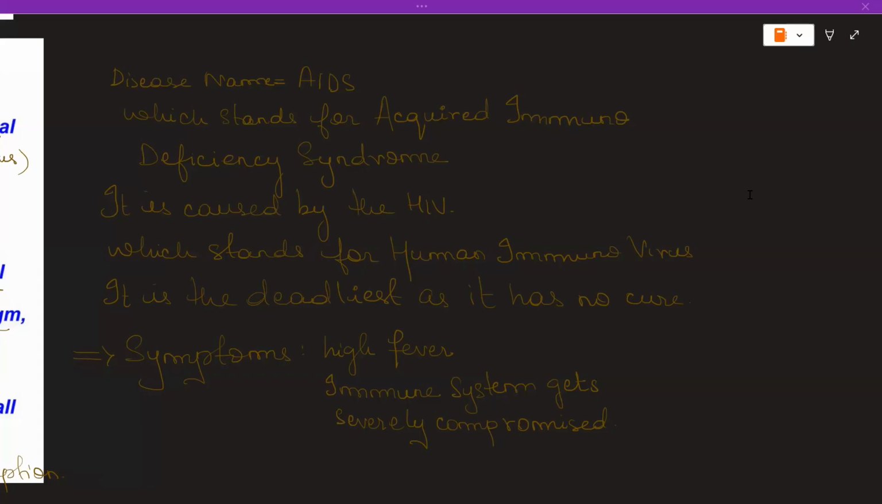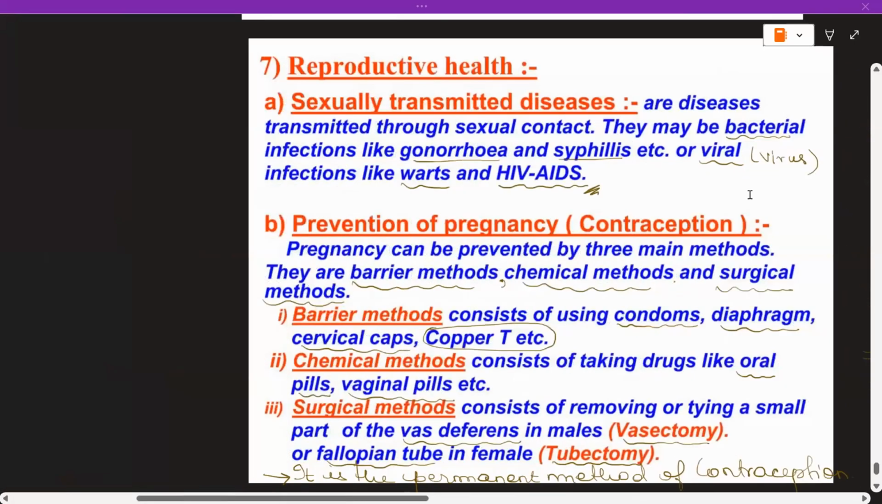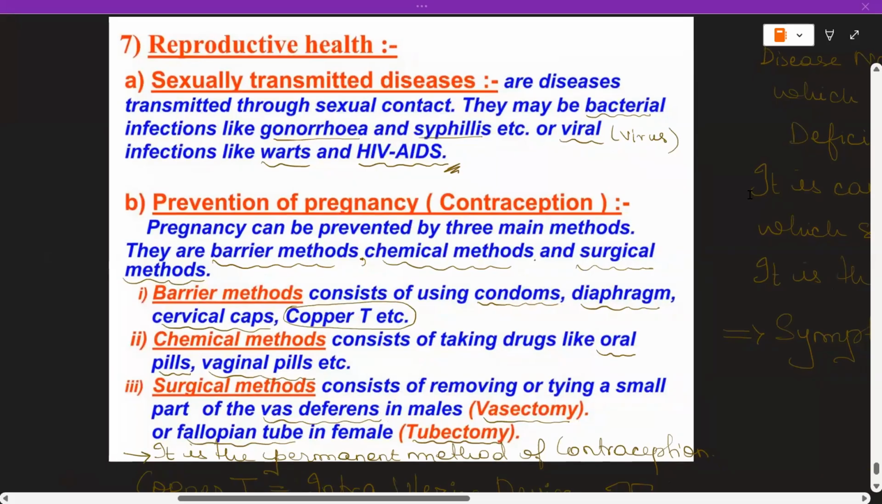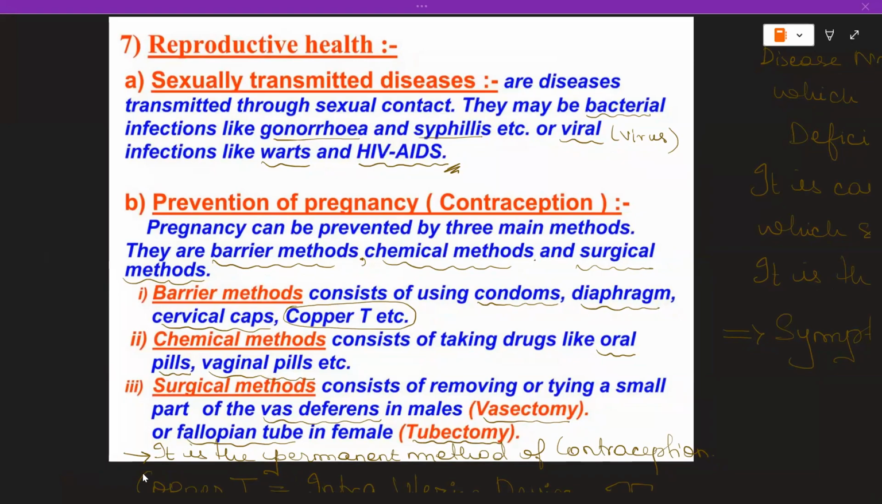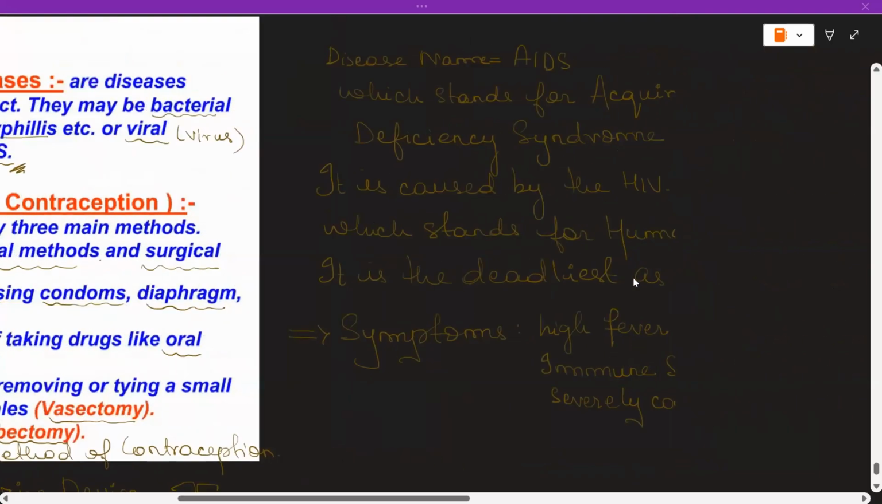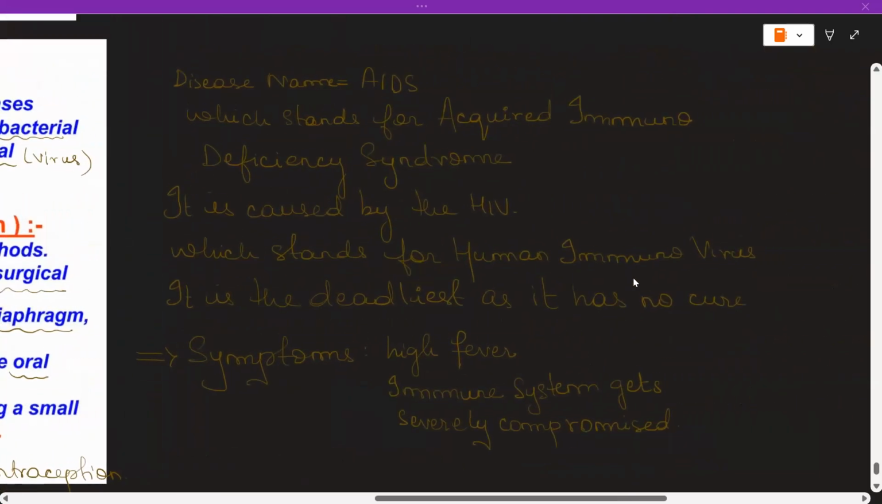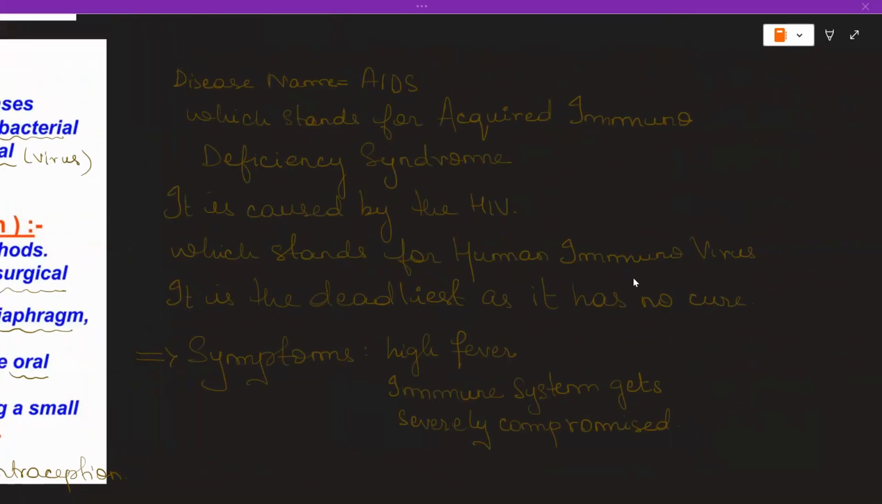Ma'am, I have a doubt. Ma'am, if a person is suffering with HIV, will the person be able to survive or will he die? You will die. See, there are medicines available in healthcare that will help to relieve the symptoms and all of that, but there is no such medicine to cure it. So ultimately, the person.